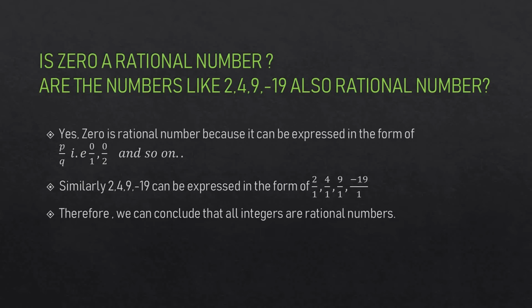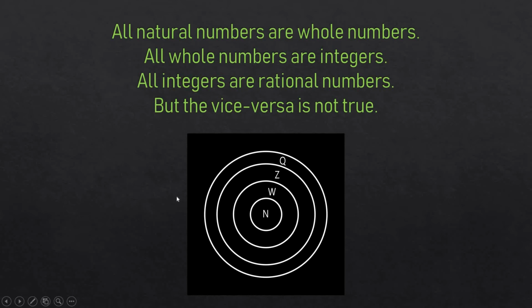Now, we will try to understand the relation between natural, whole, integer and rational numbers through a picture. See, you can see here all natural numbers are whole numbers, all whole numbers are integers, and all the integers are rational numbers. Clear? N natural numbers, W whole numbers, Z integers and Q is rational numbers. Okay, so now our next topic is properties of rational numbers.